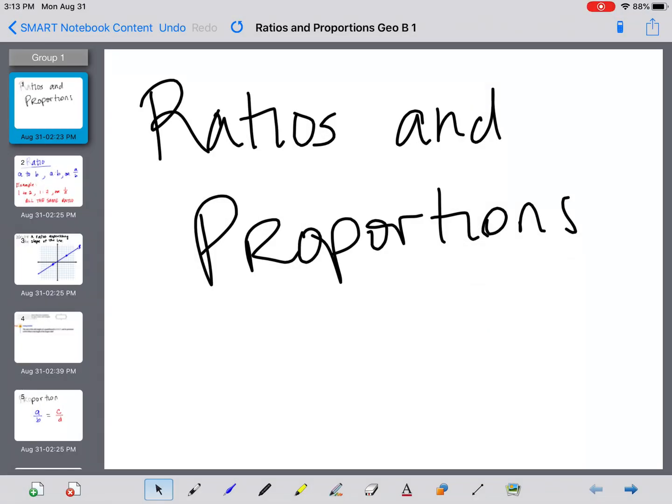Welcome to this lesson on ratios and proportions. Be sure to have written your math dictionary words in your math dictionary before you start this lesson.